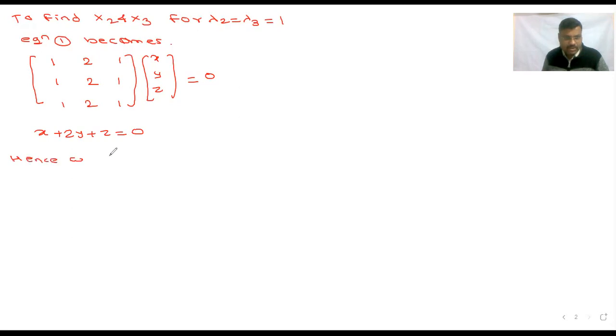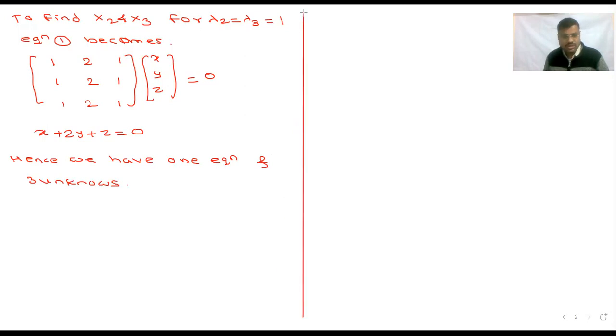Hence we have one equation and 3 unknowns. So for that we put 2 terms as constants. Put any two terms as parameters. So let z equal to t and y equal to s, provided t and s belong to R.